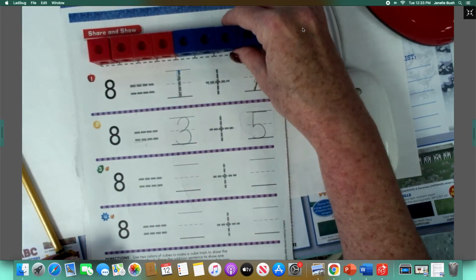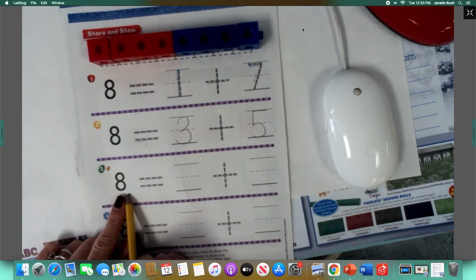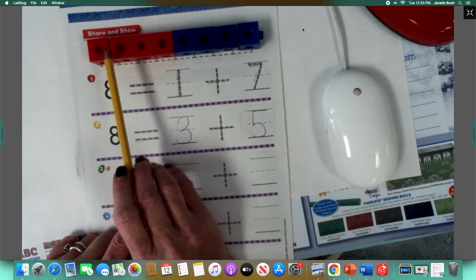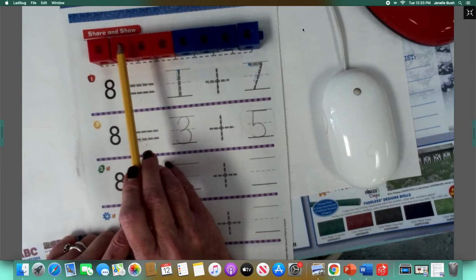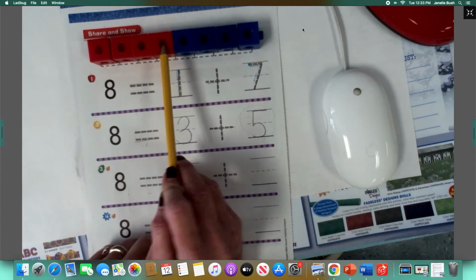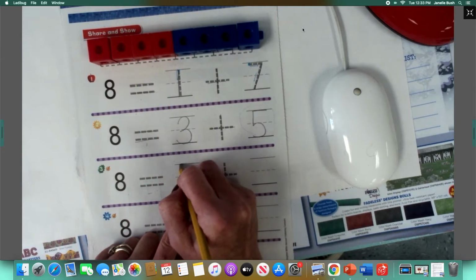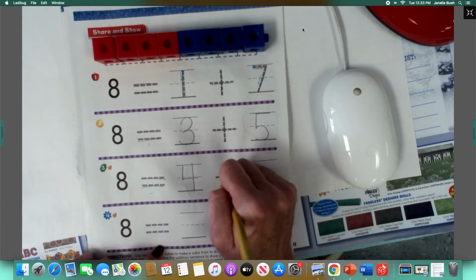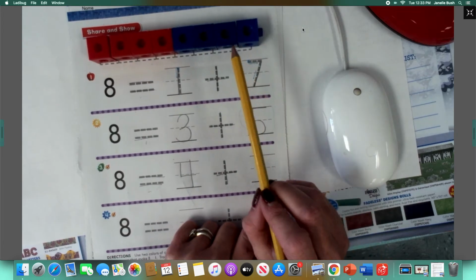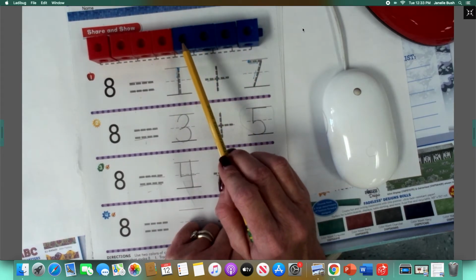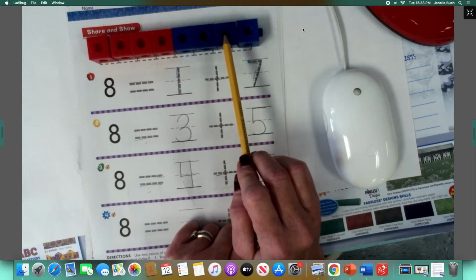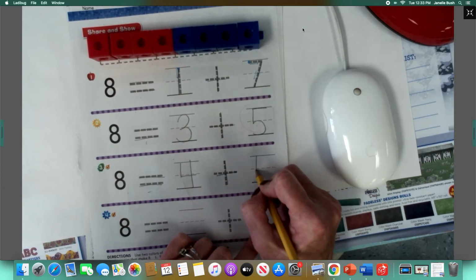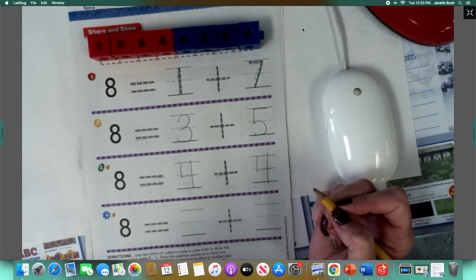All right, once again, I have 8 cubes. So for number 3, 8 equals... All right, how many red cubes do we have? Let's count. 1, 2, 3, 4. So our first number is going to be 4. Down, over, down some more. Go back and trace the equals. Now we're going to trace our plus. Now let's count the number of blue cubes. Ready? 1, 2, 3, 4. How many? 4. Good job. So over here, you're going to write the number 4.